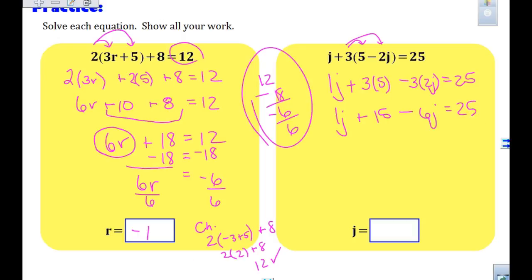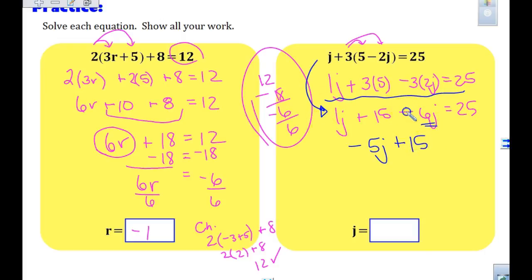At this point, I have some people that will skip this first line, and they'll go from here to here. I'm okay with that, as long as you make sure you get this last term. But a lot of people are leaving this as 2j, and they forget that they have to take the 3 times both of those. So if we are adding that, that is a -5j plus 15.